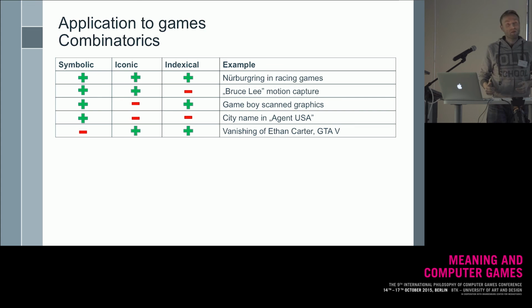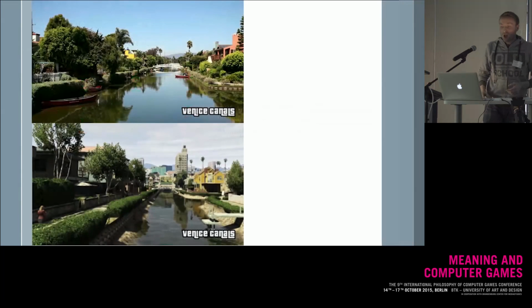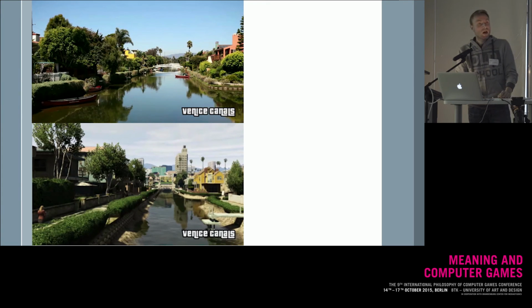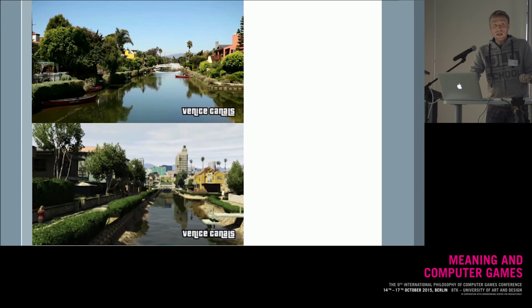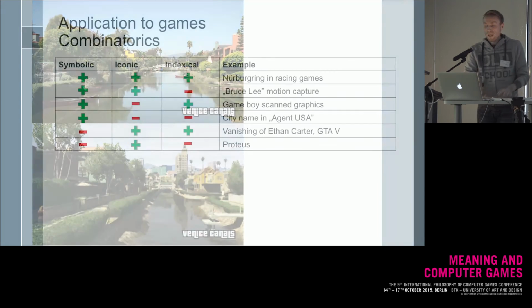Or GTA 5, which basically, of course, copies Los Angeles pretty well because it uses actual photographs and copies them very precisely. But of course, it doesn't say it's Los Angeles. It's a fictitious place called Los Santos. So it's iconic and indexical, but not symbolic.